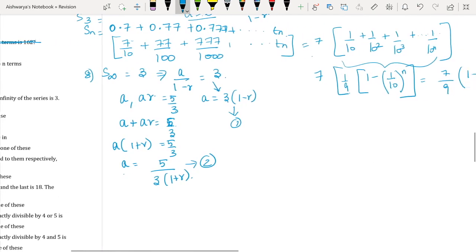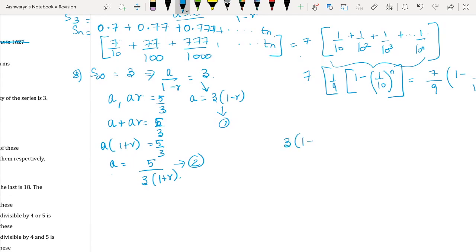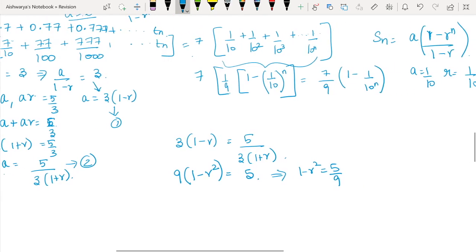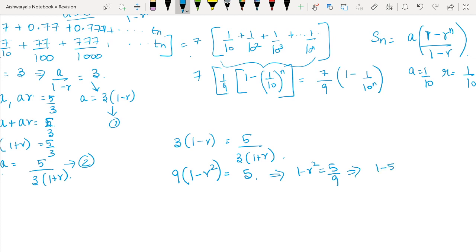Now both the equations you can just solve. That is 3 into 1 minus r is equal to 5 by 3 into 1 plus r. You can bring both to the same side. 3 3s are 9. 1 plus r into 1 minus r is 1 minus r square. This is equal to 5. So 1 minus r square is equal to 5 by 9. R square you bring to the other side. So 1 minus 5 by 9 is equal to r square. So r square is equal to 4 by 9. R value is equal to 2 by 3. You can write plus or minus, doesn't matter.